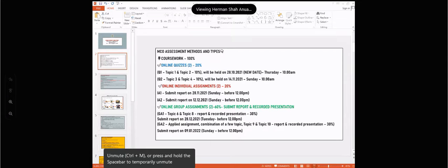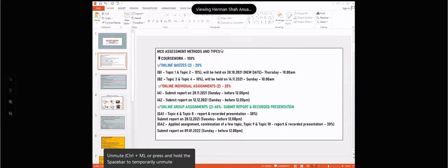Okay, online individual assignment. This is the one that we want you to do. It's 20%, maknanya 10%, 10% untuk each tu. Kemudian online group assignment, ada dua group punya tugasan, 30%, 30%. Lepas tu, dia punya topik tu, topic 6 and topic 8, and then assignment nombor 2 tu applied, combination of a few topics.